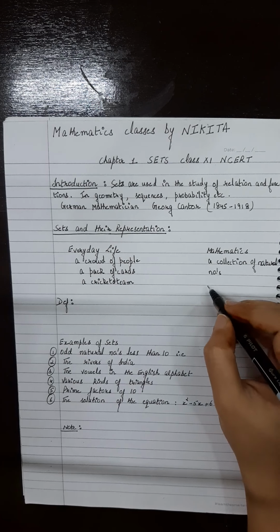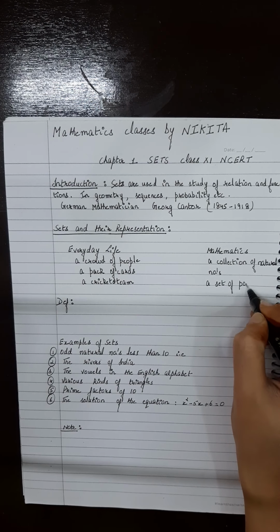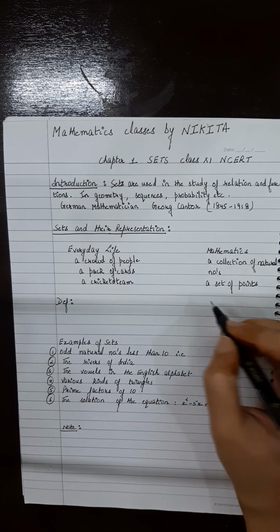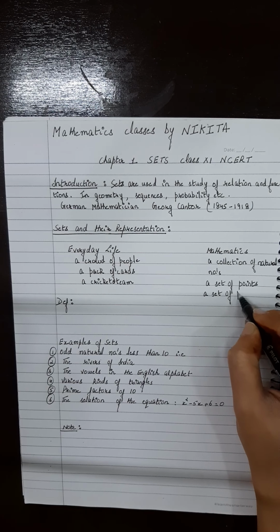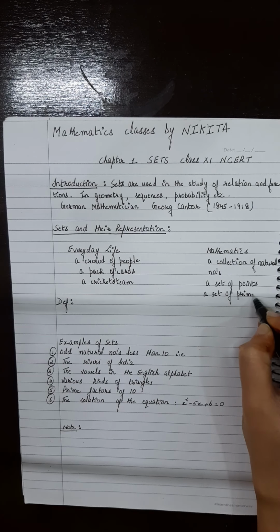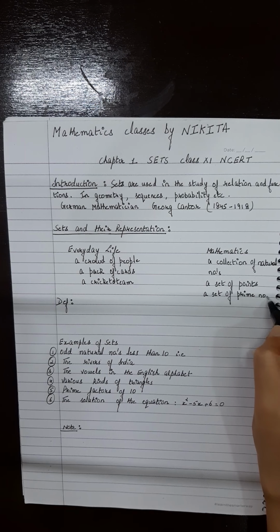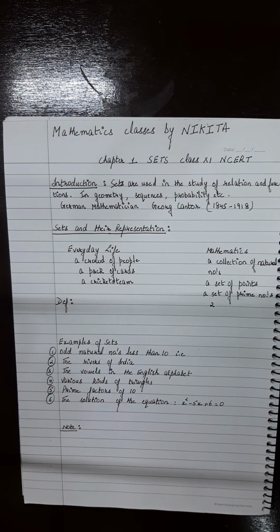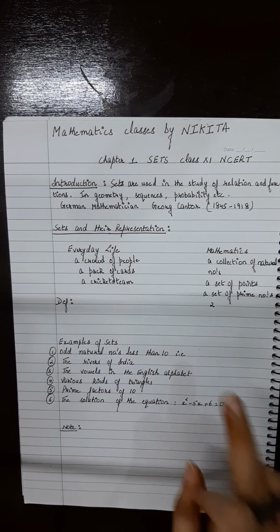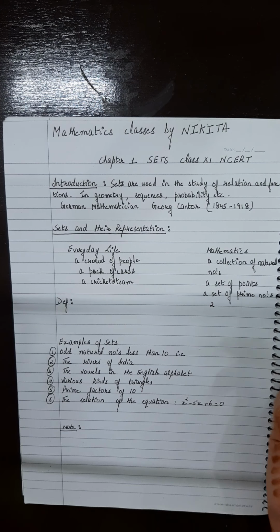A set of points. Or I can also say a set of prime numbers. Prime numbers all of you know. So prime numbers are those natural numbers which have only two divisors, 1 and the number itself. For example, 2. 2 is a prime number because it has only two divisors, 1 and 2 itself. So this is the smallest even prime number. Next I can say 3.